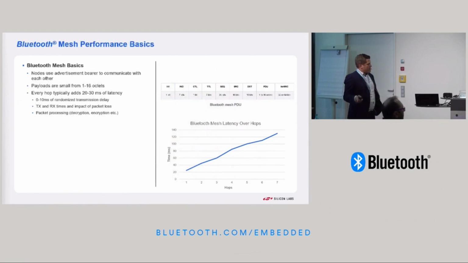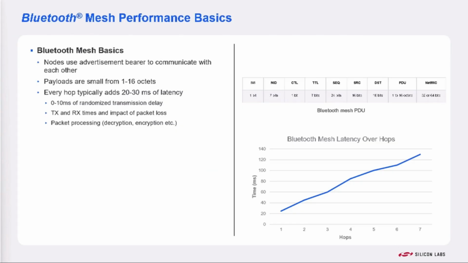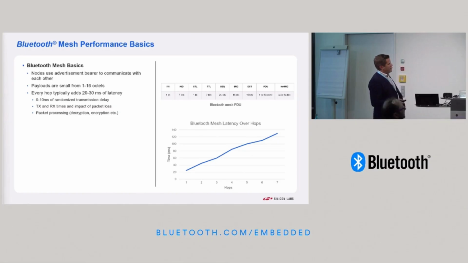One quick backgrounder on Bluetooth mesh performance, if you're not a mesh expert, is how Bluetooth mesh works. We use normal Bluetooth 4.0 advertisement for nodes to communicate. They broadcast information like turn on lights. The advertisement payload in Bluetooth 4.0 is tiny, and you add all the mesh PDU on top of it: network IDs, time to live information, sequence numbers, all the security. The payload you're left with is 1 to 16 octets.